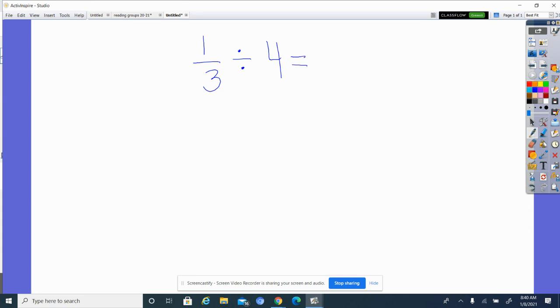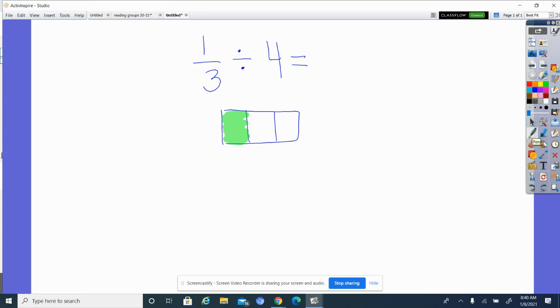Okay, since we're starting with a fraction, we need to model it first. So how am I going to model this? Cut what into thirds? Cut 1 whole, right? We don't have more than 1 whole. We only have a 1/3. So we're going to cut it into thirds, and I'm going to do it in a highlighter color. Okay, so that is 1/3 of our watermelon, right?